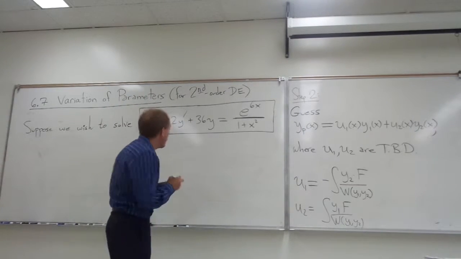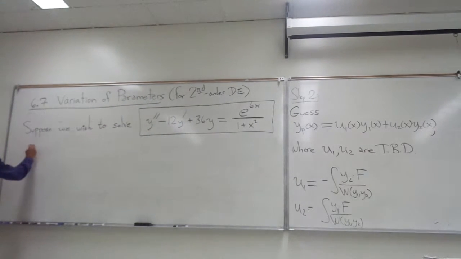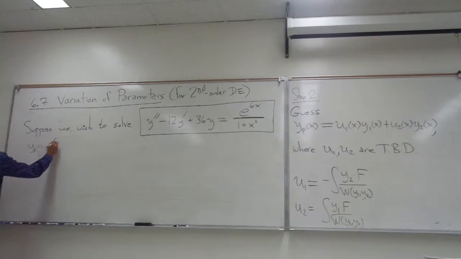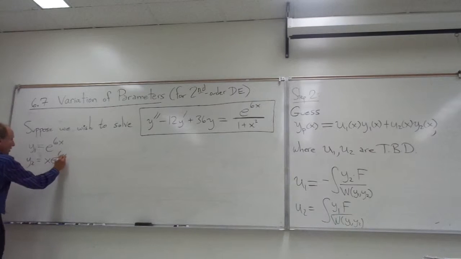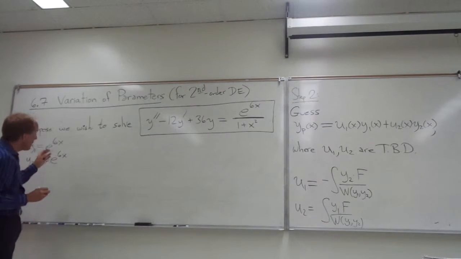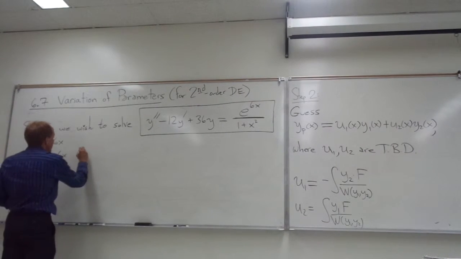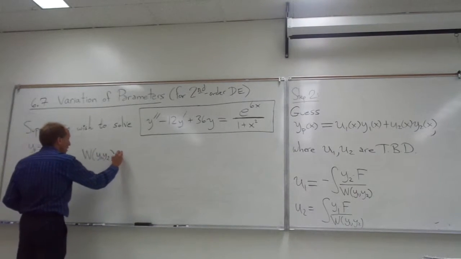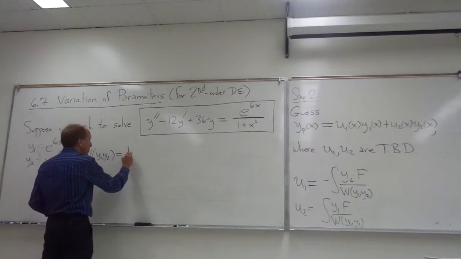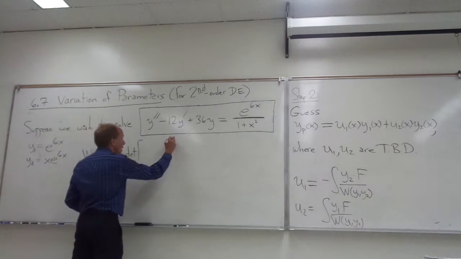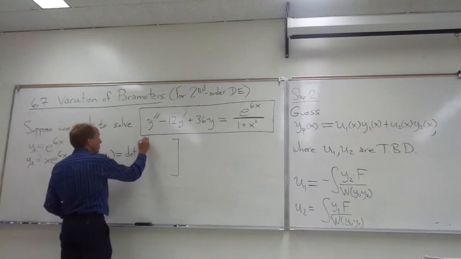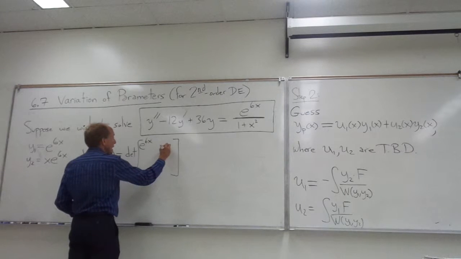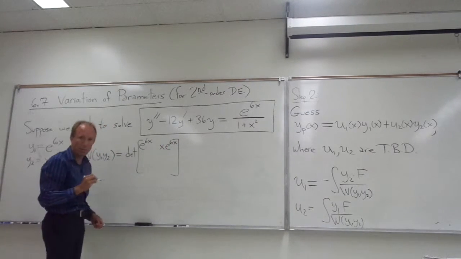Now, I like to do my Wronskian first so I don't have to wonder what it is in the middle of the calculation. So here are the y1 and the y2 that we had already found. What I'm going to do now is just find the Wronskian of y1 and y2, kind of up front. So it's the determinant. Remember how we do this. We put our functions on the first row, so e to the 6x and x e to the 6x. That goes on the first row.